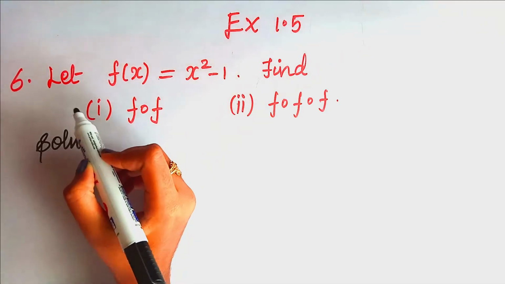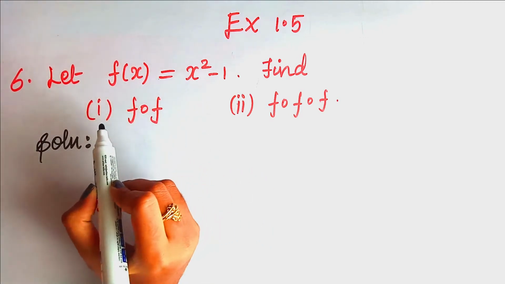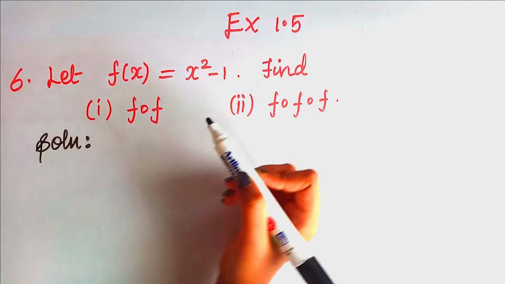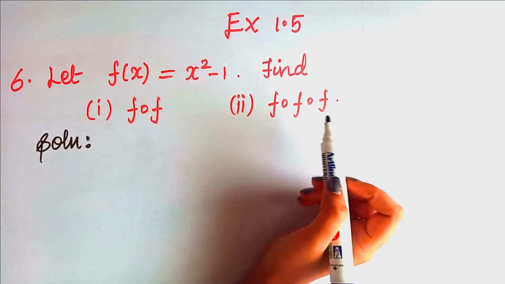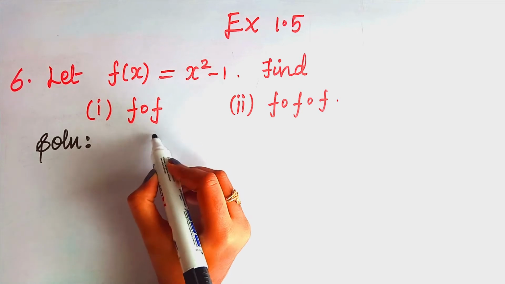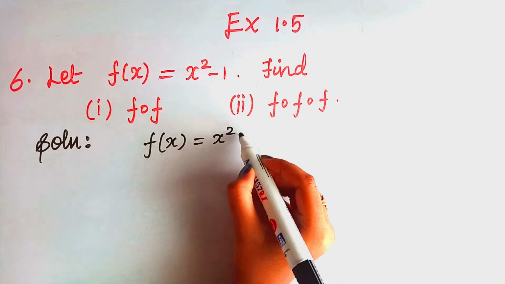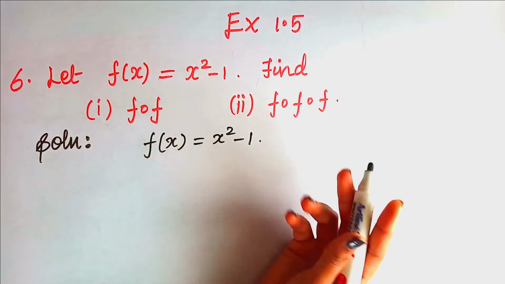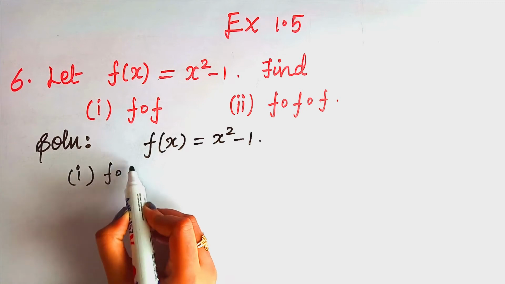Sixth sum. Let f of x is equal to x square minus 1. Find the first composition, which is f dot f, and the second composition, which is f dot f dot f. So let's find it. Let's write the given part first, which is f of x is equal to x square minus 1. Now first we have to find f dot f.